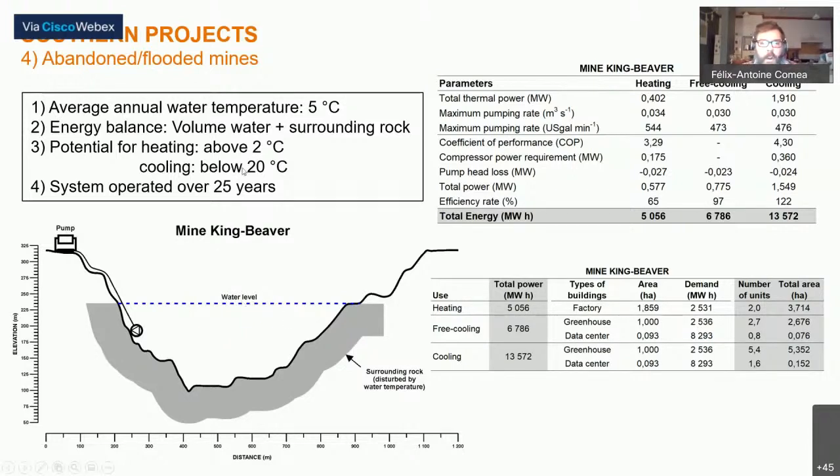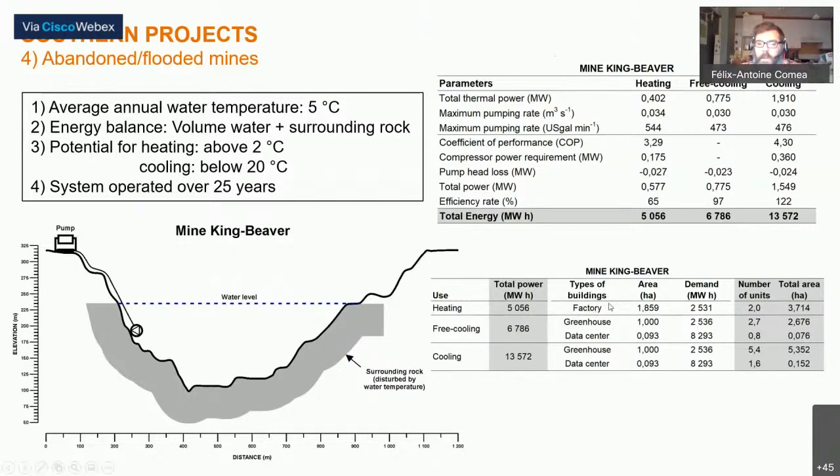And for heating, we calculate the amount of energy to go from 5 degrees to 2 degrees, and for cooling to go from 5 degrees to 20 degrees, and to estimate the amount of energy for operating this system over 25 years. And finally, we calculate this amount for three different uses: heating with the heat pump, cooling with the heat pump, but also free cooling.